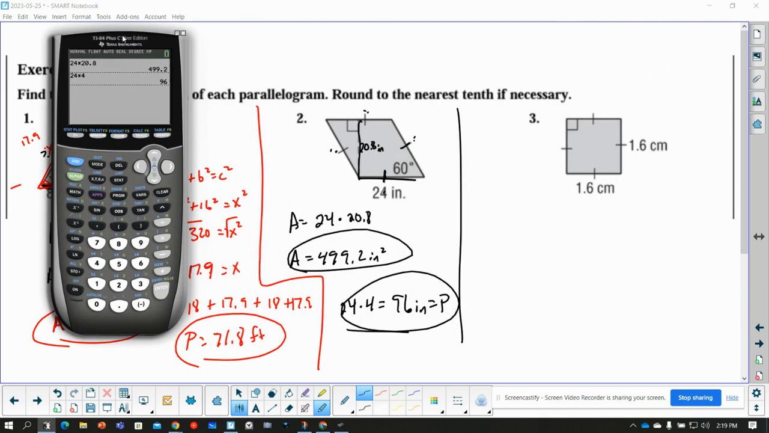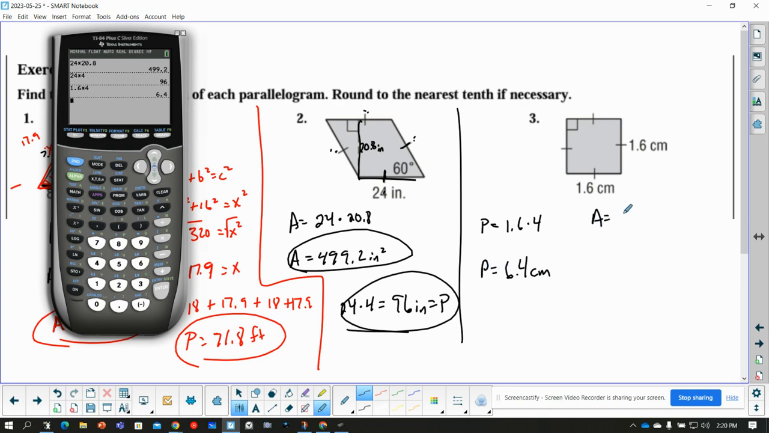All right, now we're ready for number 3. Number 3, we've got all four sides the same, 1.6, 1.6, 1.6. The perimeter is going to be pretty easy on this one again. They're all the same, so I'm going to do 1.6 times 4, since all four sides are the same. 1.6 times 4, and I get 6.4. Yeah, 6.4 centimeters is the perimeter.